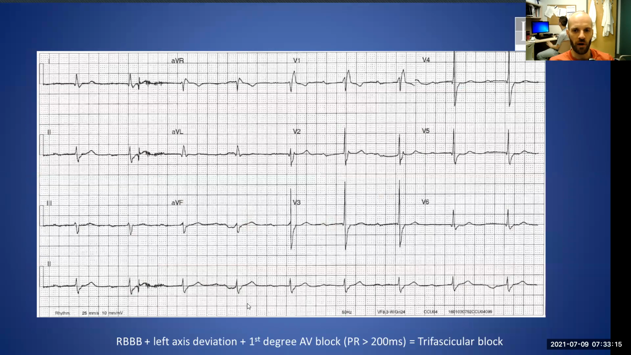The disease is even more widespread. Here we've got a right bundle branch block, RSR prime pattern, QRS more than 120, S waves in the lateral leads. We have a left axis deviation, positive in 1, negative in AVF, but also we've got a really prolonged PR interval here, haven't we? This suggests that the conduction disease is even more widespread. We're affecting the right bundle, left axis deviation, and first degree AV block, so a PR of more than 200 milliseconds. We're going to call that a trifascicular block.